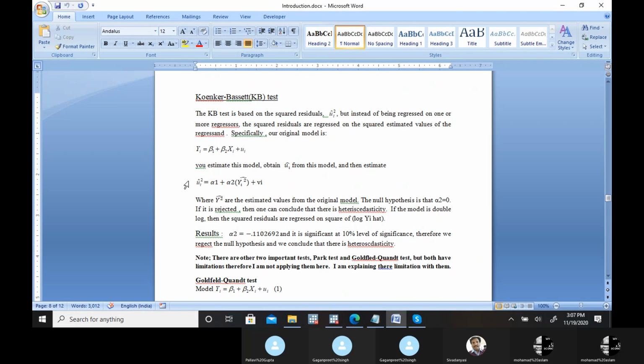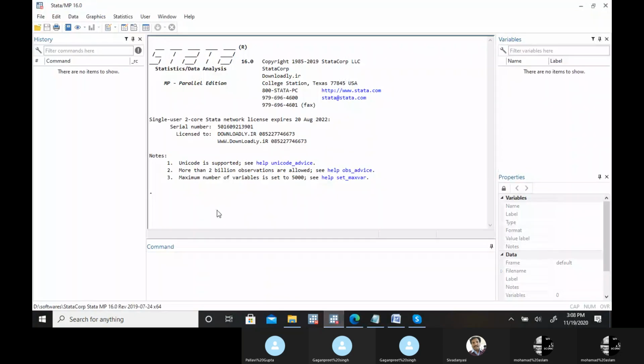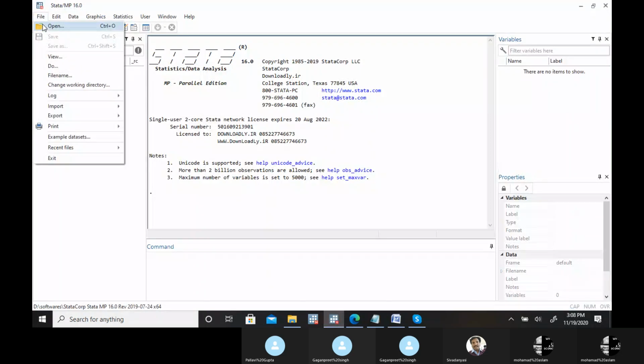So this is another method. Now for this method in Stata software, first you have to run the simple OLS, and then you have to predict the Y hat. After predicting the Y hat, just generate a new variable, that's Y hat square, and then run regression. Before that, predict U hat residual as well, take its square. Now run a regression of U hat square on Y hat square. Let me do it with the same example, wage and education.